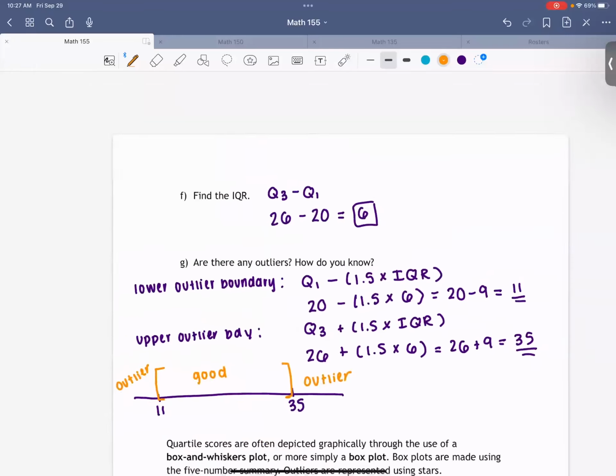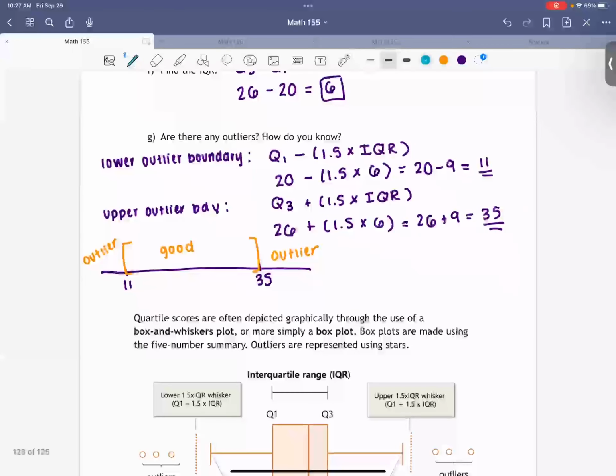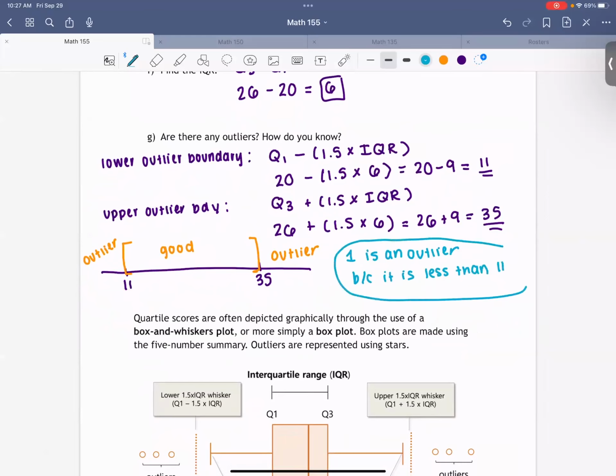So taking a look at our data set here, is there anything that is going to be an outlier? 1, right? Because 1 is less than 11, right? So I do have an outlier. 1 is an outlier, and it is an outlier because it is less than 11. Okay, now we don't have any outliers above 35 because, well, there's nothing above 35. But if there was a number bigger than 35, that would also be an outlier. Okay. Any questions on finding outliers here?